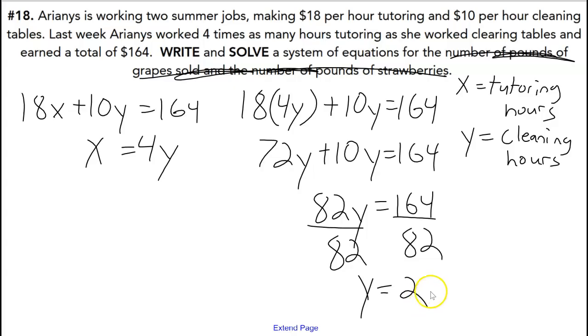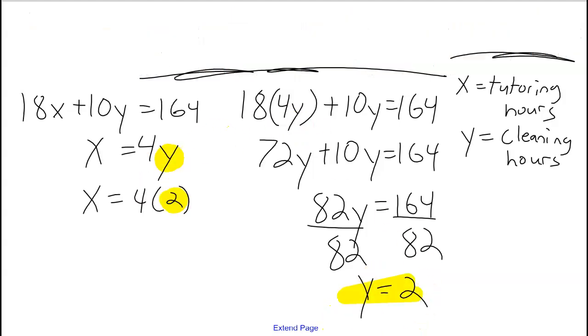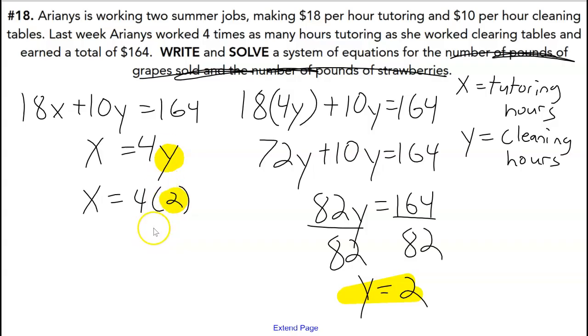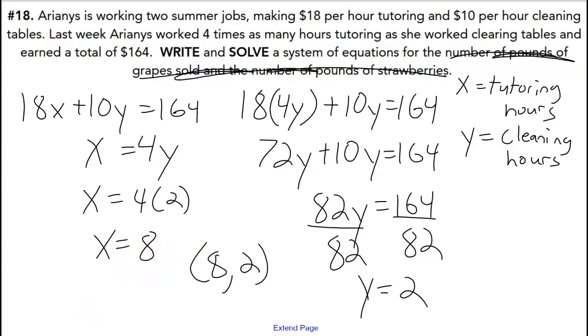Now that I know that the cleaning hours is 2, I'm going to take that 2 and plug it in for y. And since it's 4 times as many hours tutoring, we do 4 times 2 and you get 8. So it's 8 and 2. And that's it. That is a whole unit of system of equations.